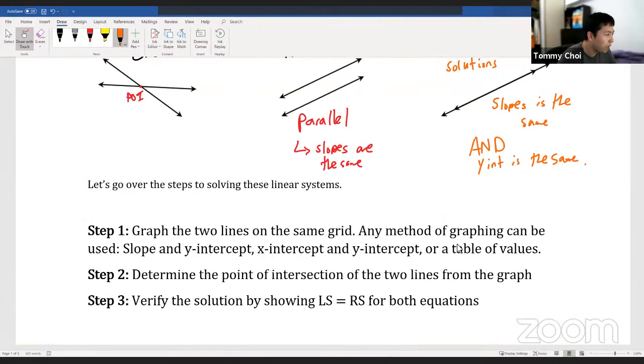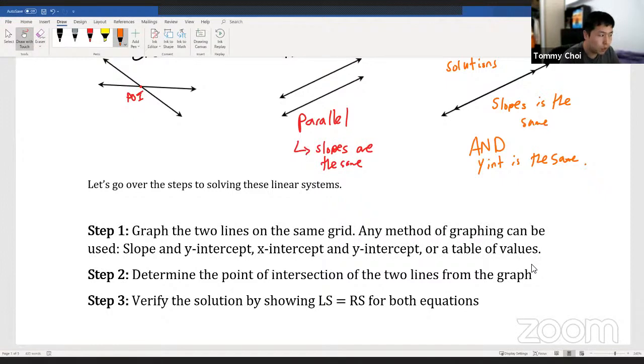Okay, I made these bigger because it's important. So step one, graph the two lines on the same grid. Any method of graphing can be used. You can use the slope and y-intercept. You can use the x and y-intercepts, or you can use a table of values. I am not picky. You get to choose your way of graphing. My mark that I give on your test is mainly about, can you graph it correctly? Are your lines drawn correctly? So when you graph it, please make sure you are using the right values. Very, very important that you do so.